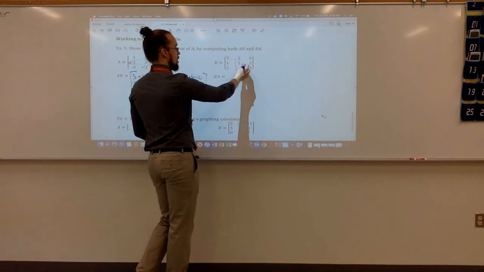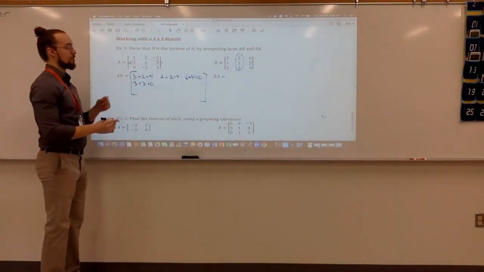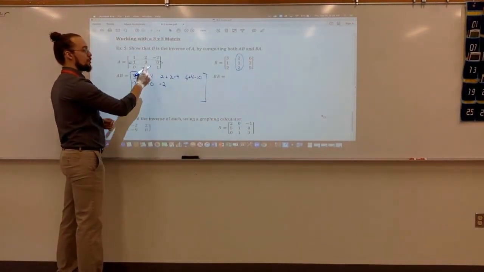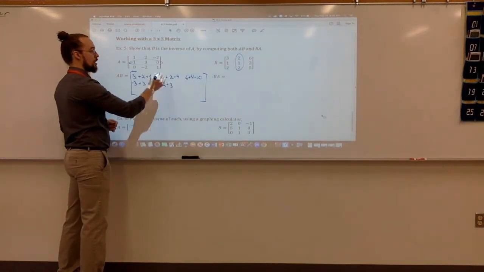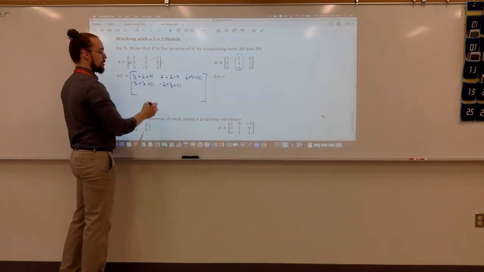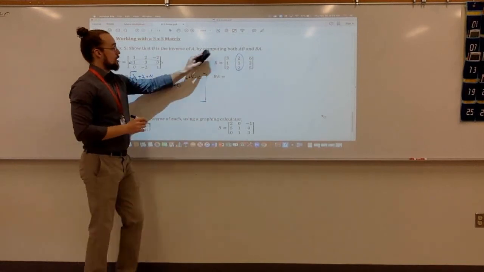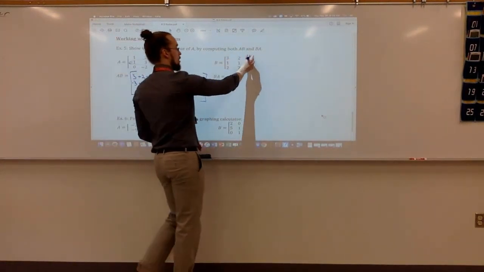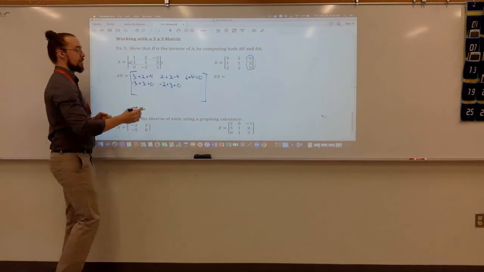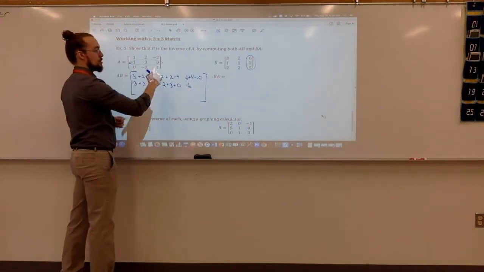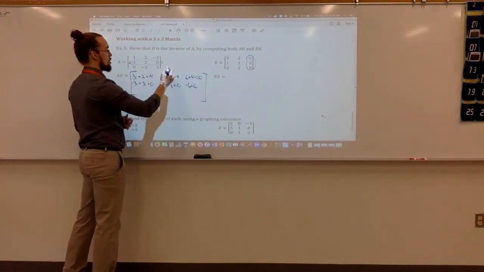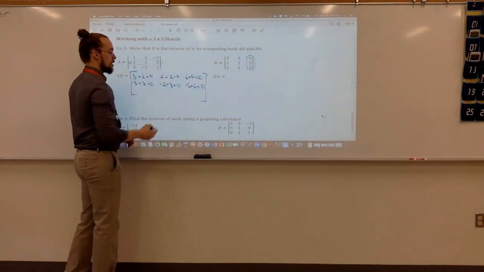Second row, second column. -1 times 2 is -2. 3 times 1 is 3. 0 times 2 is 0. Second row, third column. -1 times 6 is -6. 3 times 2 is 6. 0 times 5 is 0.